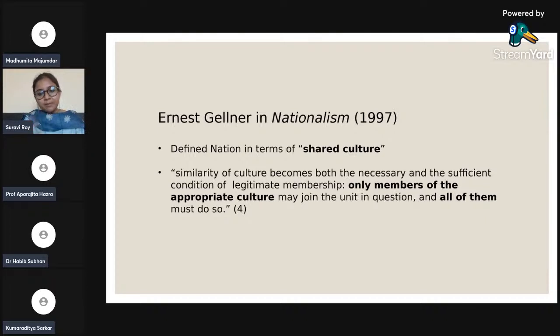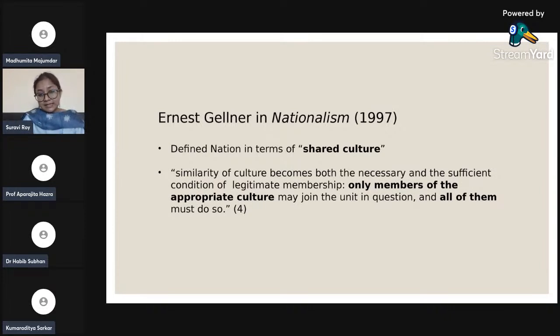Difference in, there isn't any point of similarity in culture between the two groups. So he says that despite the economic disparity, it is more likely that the two groups of scenario A, the situation where both the communities might have the economic disparity, but they have a shared culture, are more likely to form or constitute one nation. Come together as one nation.